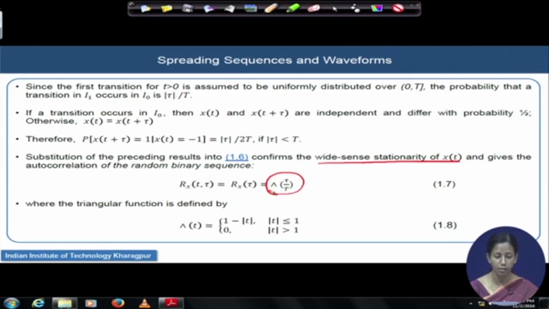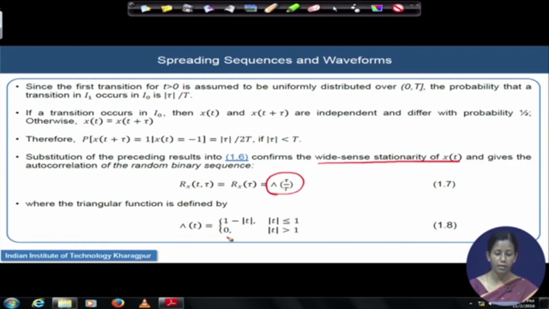How are we reaching here? We are reaching here by the substitution of all this understanding, and we are substituting the value of those probabilities that we are talking about, and finally, we are ending up with this, where this triangular function will be given by 1 minus mod tau by capital T, when mod tau by T is less than or equal to 1, and it will give a 0 value if this tau by T is greater than or equal to 1.